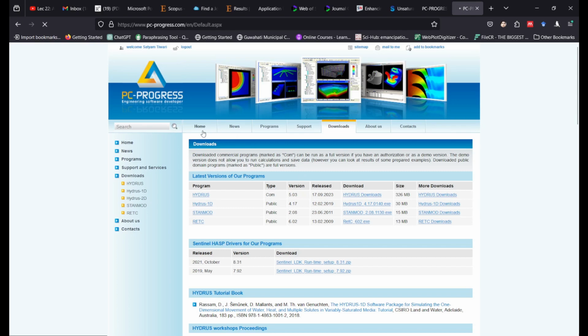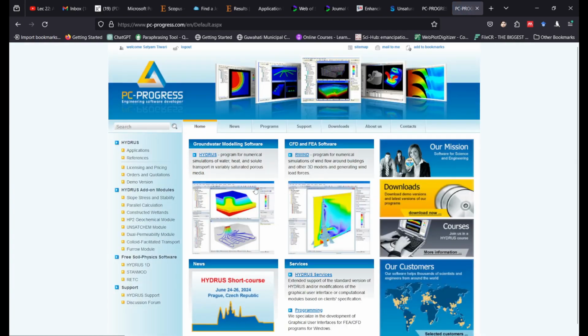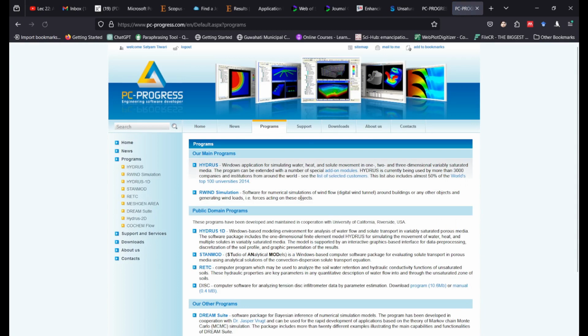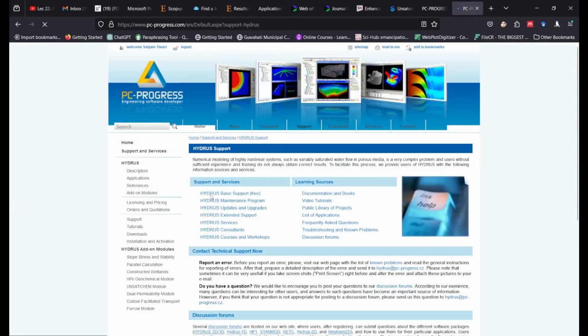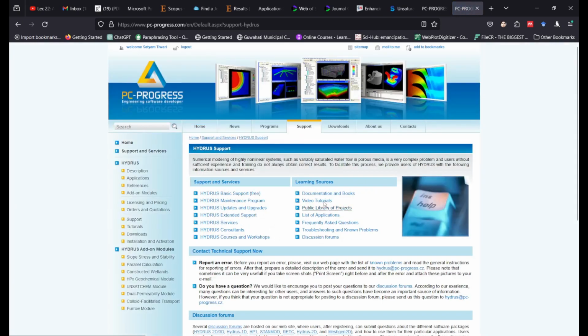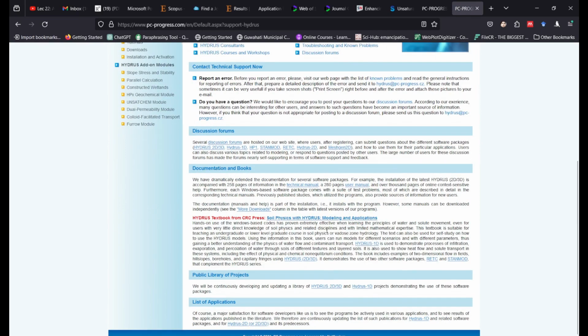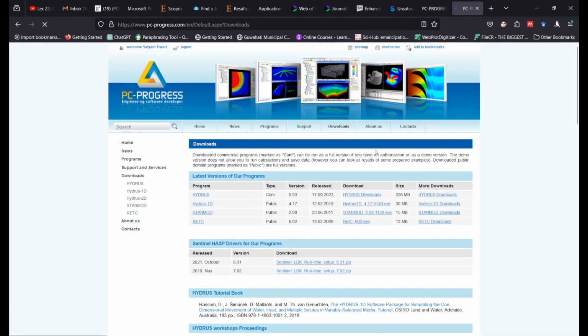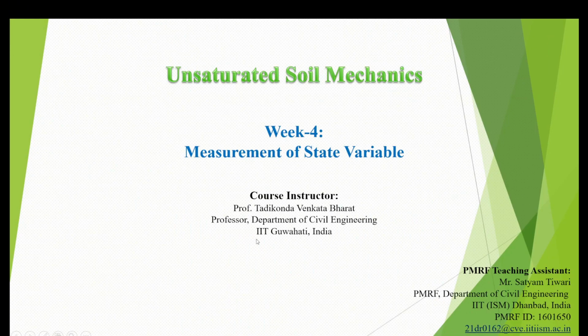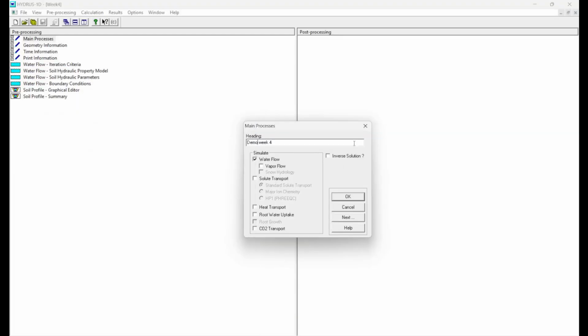So in this page, you can also get to know about this Hydrus software and other software which have been provided by these developers and some programs which you can use. Then the support system is also here where you can also see some of the examples which they have solved, the documentation and the books, the Hydrus 1D user manual, technical manual, etc. After downloading it, let's switch. I've already downloaded it, so we can directly switch here.